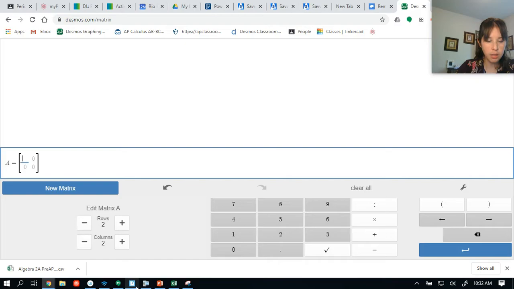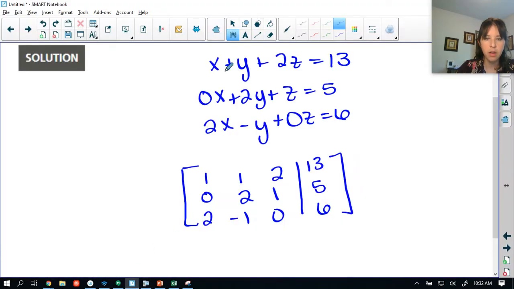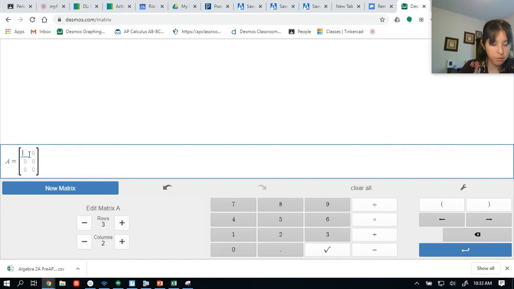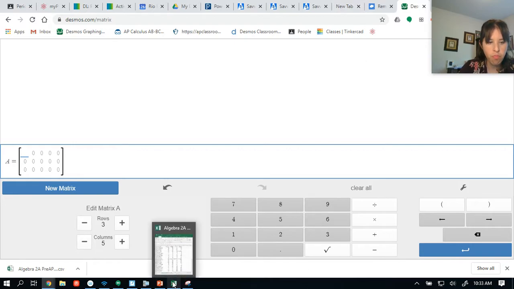And for us, let's go back here. I have three variables, so I'm going to do three rows. And this is rows plus one, so this is four columns. So I need a 3x4. So I'm going to make my rows 3 because I have 3 variables. So I should have 3 equations, and I should have 4 columns to account for that constant.